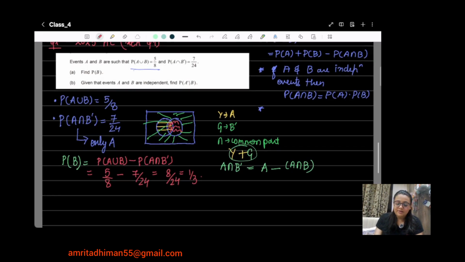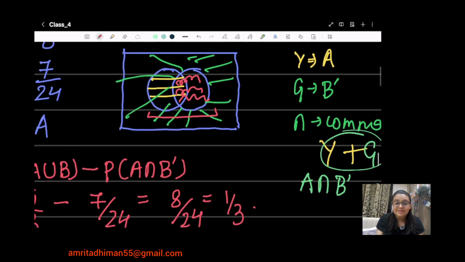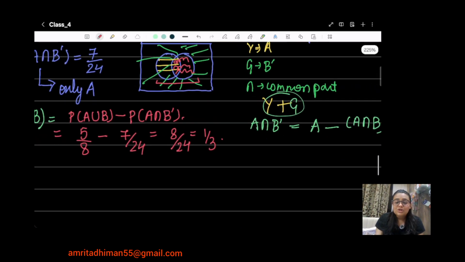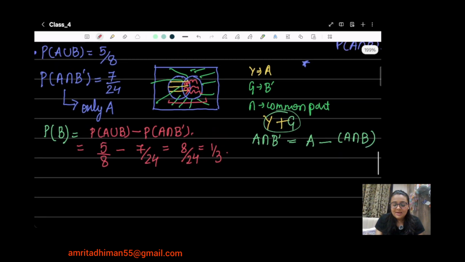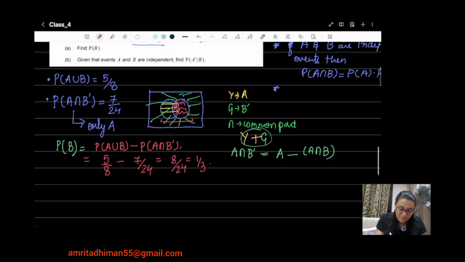See, this whole is A, this whole part is A union B, right? And this yellow and green common part is what? A intersection B complement. So from this, if we are subtracting this common part, that is only A, so we are remaining with this whole circle, that is B. Okay, so whenever you do not know how to solve this kind of question, just draw the Venn diagram, you will get the answer. Okay, now I move towards part B.